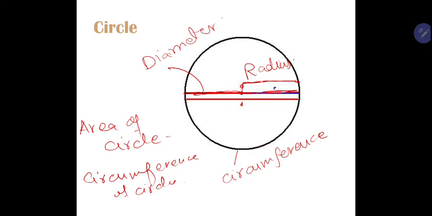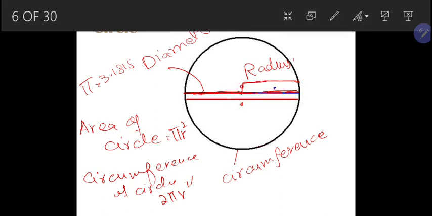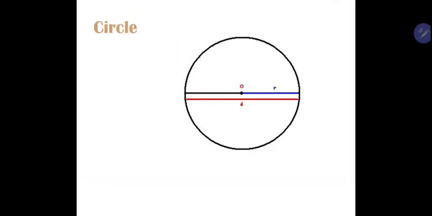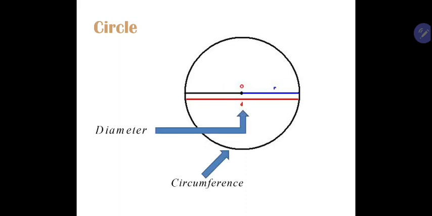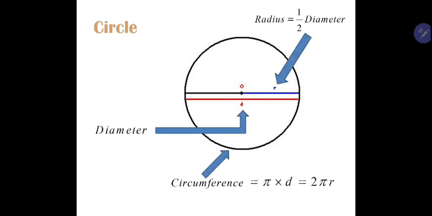The area of the circle is pi r square, where r is the radius, and for the circumference you use the formula 2 pi r. Once again, r is the radius and pi is a value that you can find out from your calculator also, but it's 3.1815. So these are the things that I've already mentioned to you.